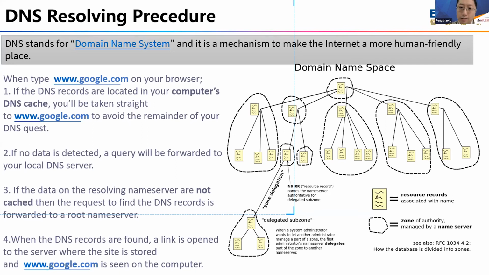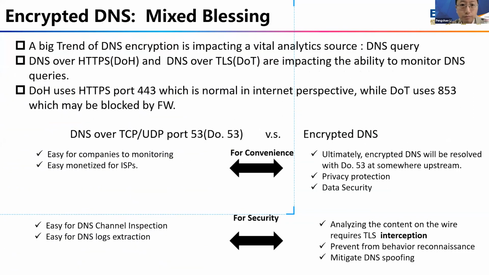If no data is found, a query will be forwarded to your local DNS server. If the data on the resolving name server are not cached, then the request to find the DNS record is forwarded to a root name server. When the DNS records are found, a link is opened to the server where the site is stored and google.com is seen on the computer. Well, apparently, we can infer from the process that DNS is built on the principle of good faith and is loosely trusting.